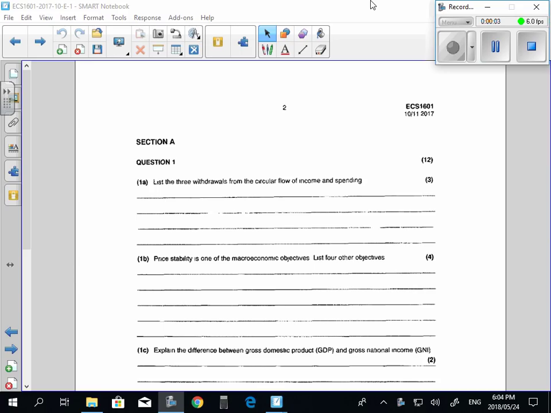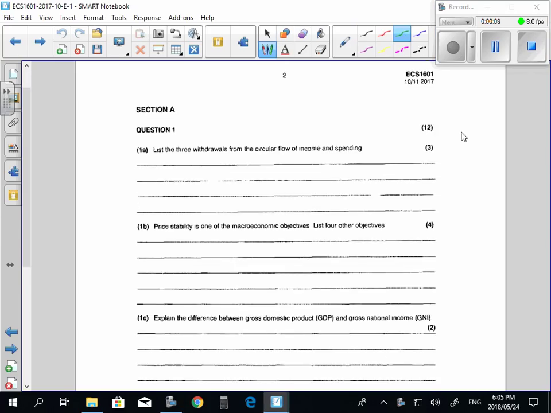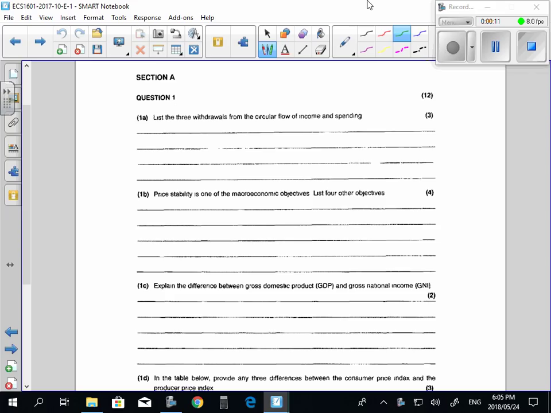All right. So for the November 2017 paper, question 1, list the 3 withdrawals from the circular flow of income and spending. When we look at the flow of income and spending, we've got production, income, and spending. And we said that all 3 of those variables were equal to each other and they all occurred at the same time. Okay, so spending, production, income all occurs at the same time.